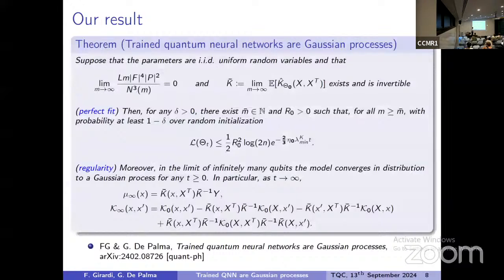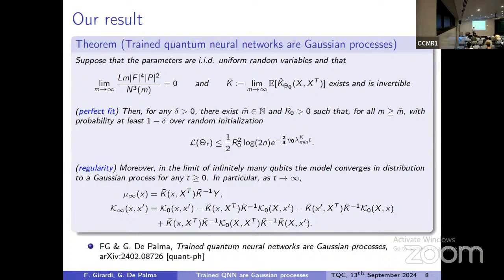So the theorem that we proved is that under the hypothesis of narrow light cones, and assuming, of course, that we are not choosing a pathological circuit for which this quantity in the differential equation, the neural tangent kernel, does not exist or is not invertible. But this is a bit pathological, I would say. Then we have the perfect fit of the training set. So the cost is exponentially decreasing in time.